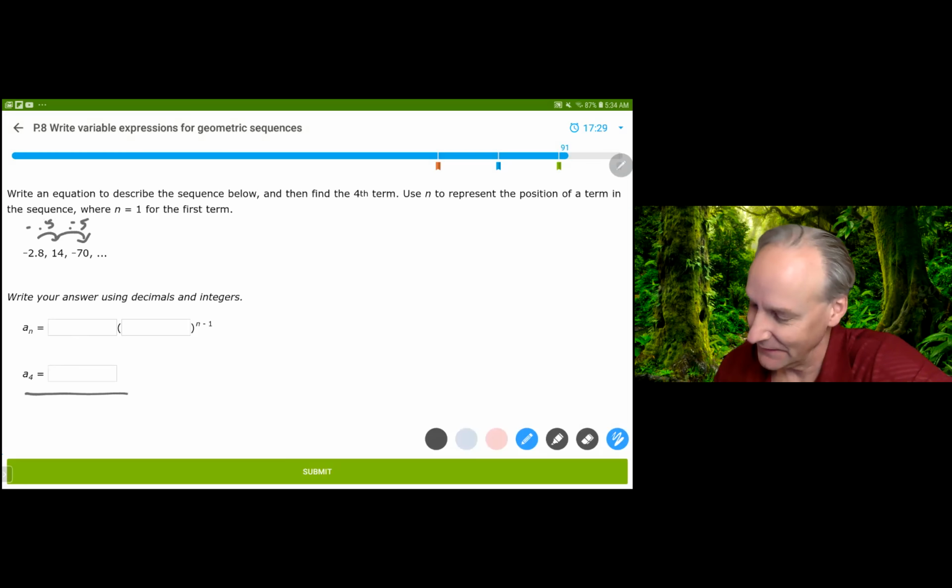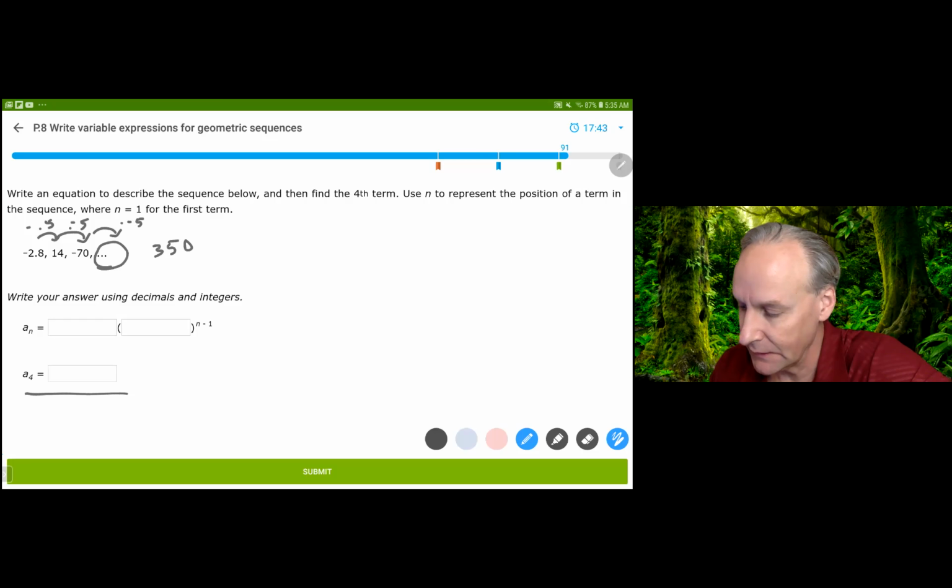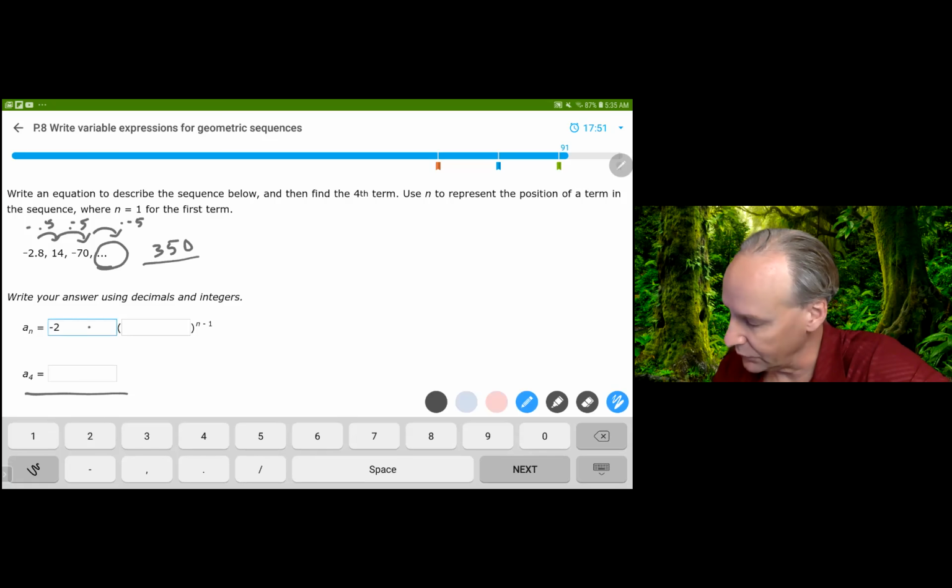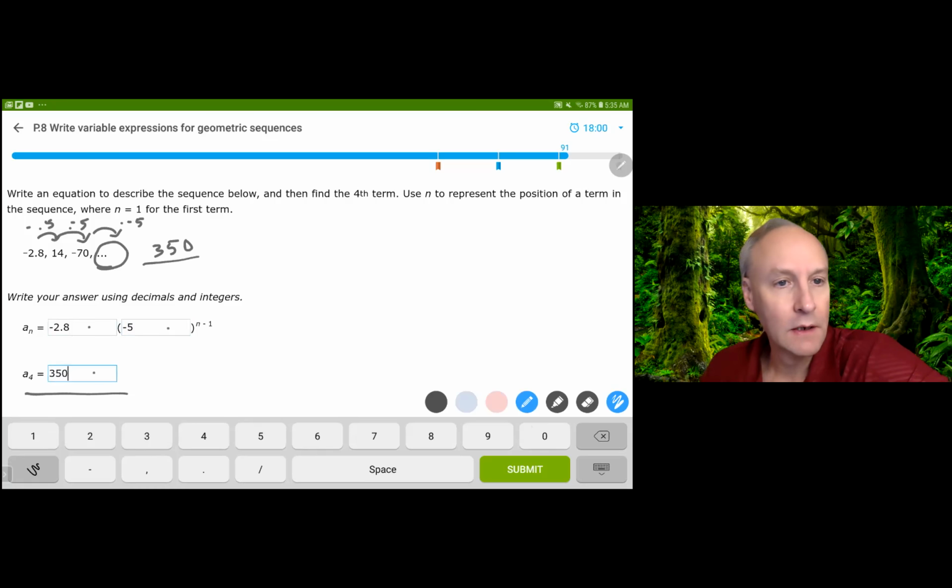I like this. Okay, so we do have to find our fourth term, which is going to be to the 3rd power. It's going to be this one right there. So I'm going to multiply by -5, of course, and that's going to give me +350. So that's going to go in my a to 4, and my a to the n. I'm going to start with my first term, which is -2.8. Nothing scary there. I've got a -5 as my multiplier, and I have a 350 for my fourth term. Hopefully all that's clear, and we're ready to go.